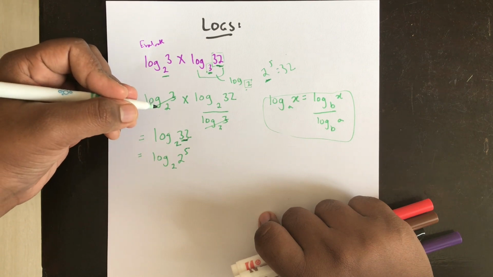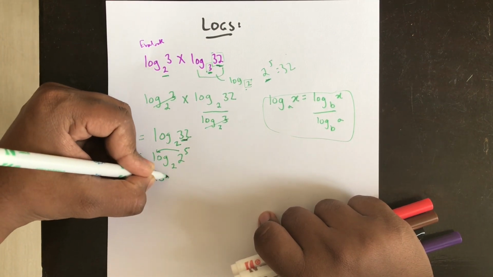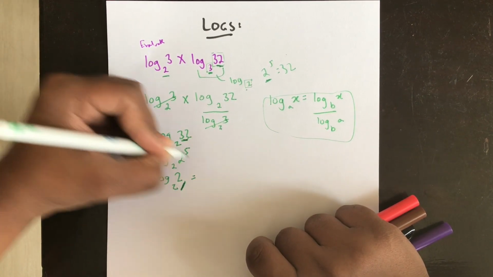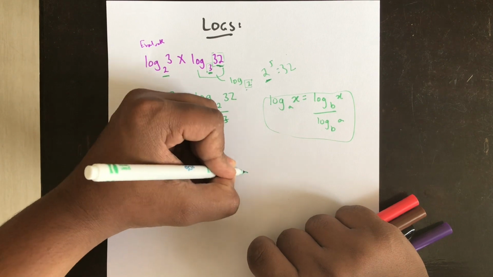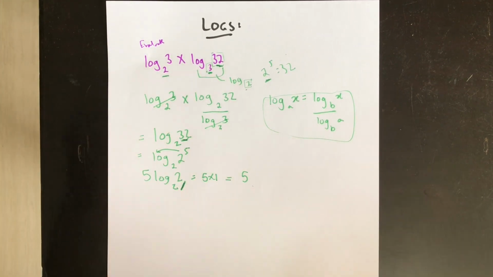Now with the rules of logs, I can bring this 5 to the other side, so this becomes 5 log 2 base 2, and because these two things are the same, this becomes 5 times 1, which is equal to 5. Therefore this is equal to 5.